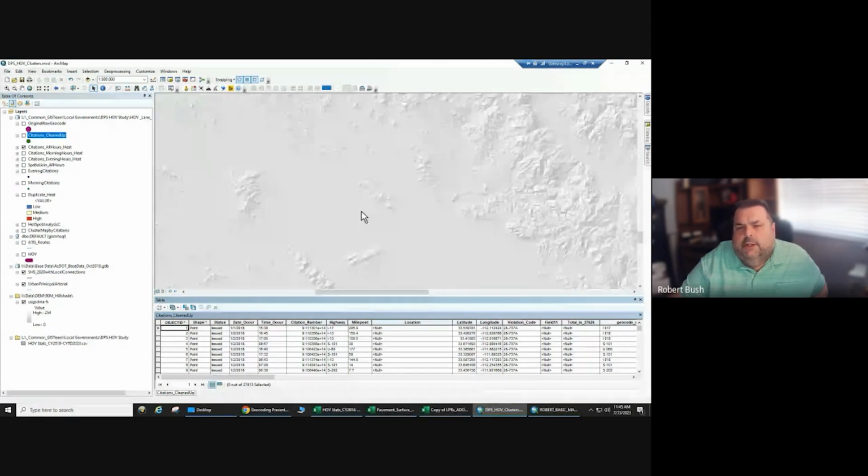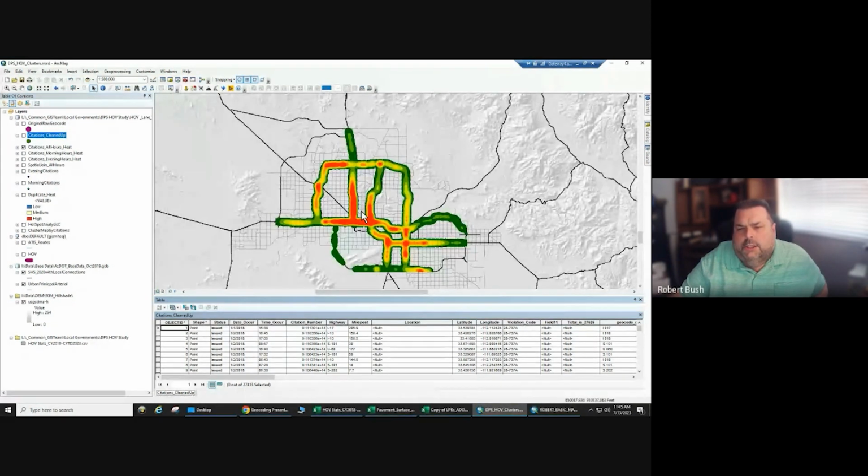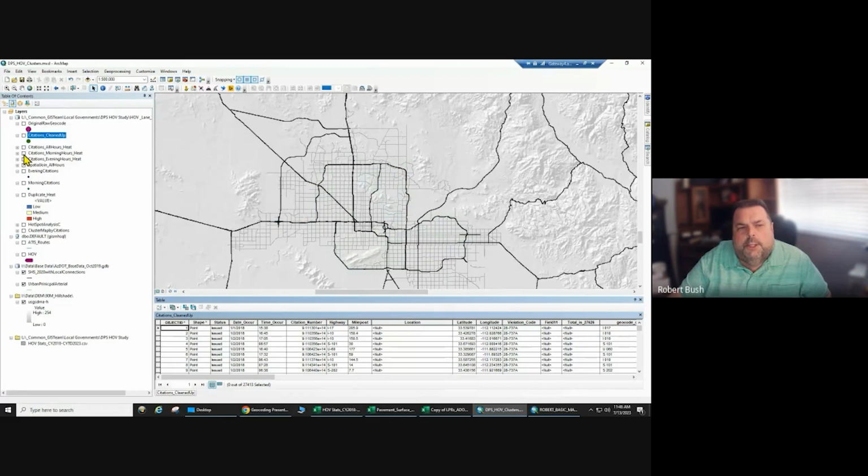So this is what the data looked like when we used the heat map, where the concentrations are. Well, that's not telling us a heck of a lot. So what we did next was said, why don't we break it up? We see here that there's a time of occurrence, so we can see the morning rush hour versus the afternoon rush hour and what happens. So here's what the morning rush hour looks like.